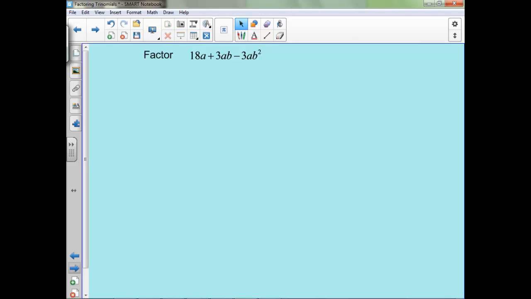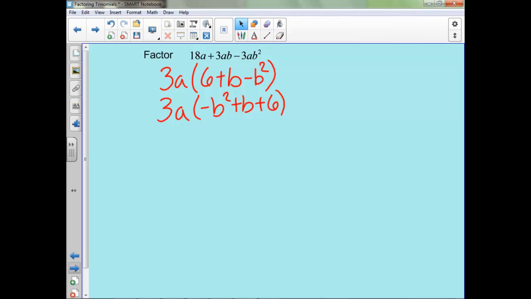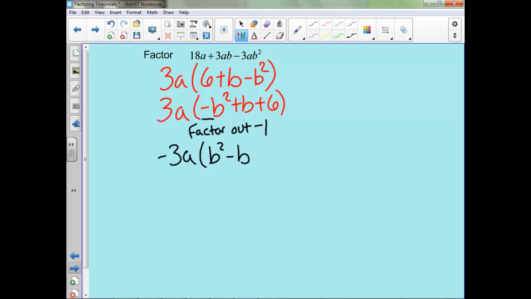Alright, this one. It looks a little more complicated, but notice there's a common factor that all three terms have, and you do always want to check for that common GCF first. So they all have a 3a that we can factor out. So we're left with 6 plus b minus b squared. Now that looks more manageable, but let's reorder it. And we don't really want this leading term to have a negative, so let's factor out a negative 1. So after just negative 3a, and now that's just going to change the signs of everything inside.